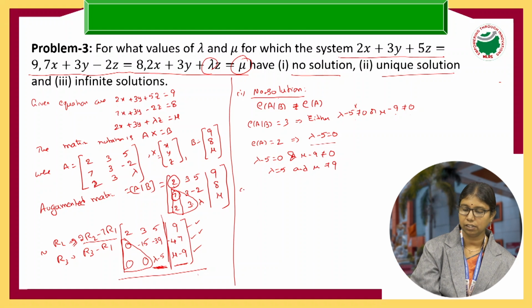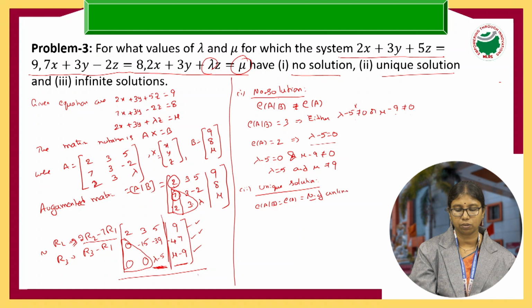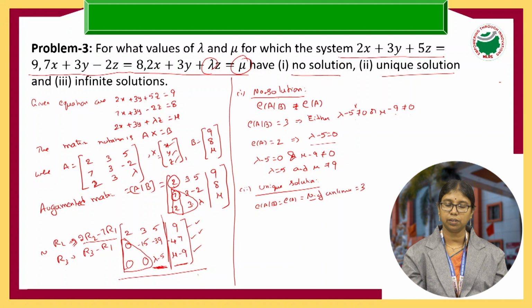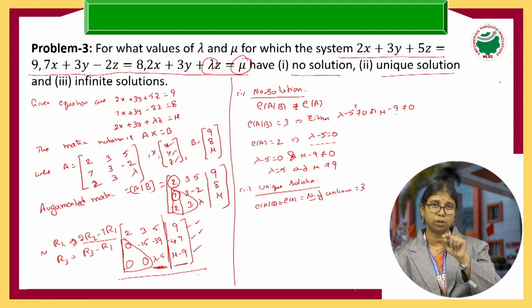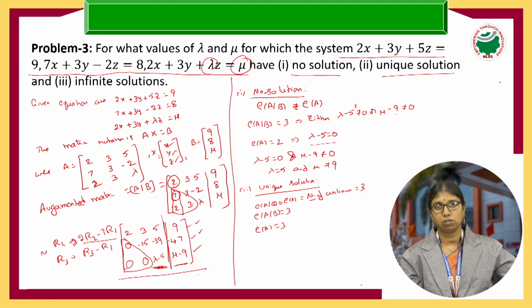Now see the next condition. Your next condition is the system has a unique solution. Unique solution means what is our condition? Our condition is rank of A given B equal to rank of A equal to the number of unknowns. So how many unknowns do we have here? The unknowns are 3. Rank of A given B equal to rank of A equal to the number of unknowns means we are getting both ranks, rank of A given B as 3 and rank of A is also 3.